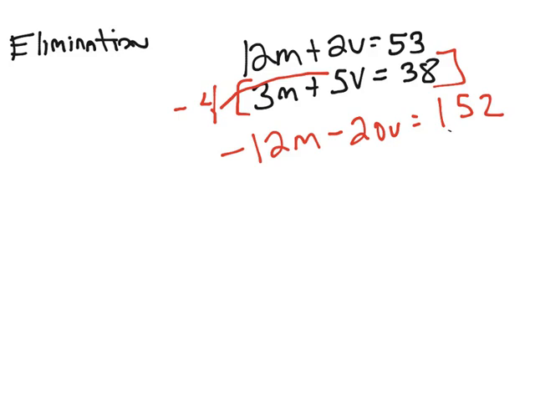Okay. So we got that. So now that we've multiplied that by negative 4, we could get rid of it. I'm just going to erase it to get it out of our way here.